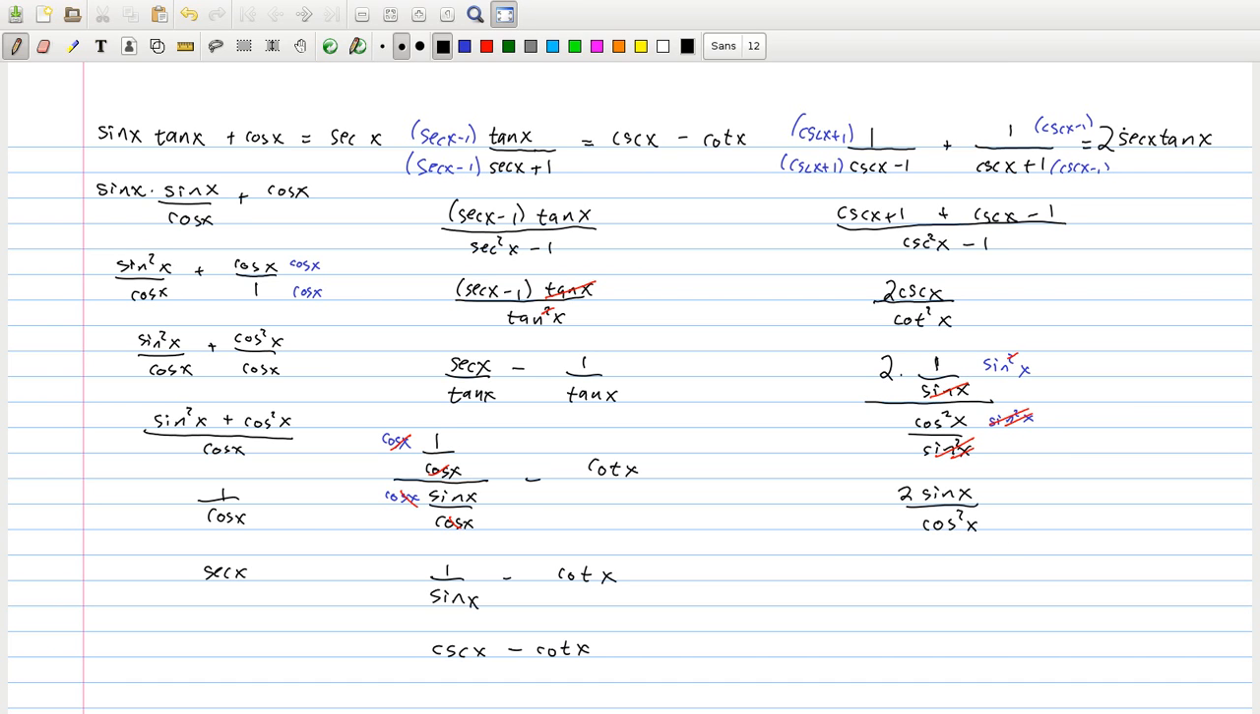Now keep an eye on what our goal is. We want to make this look like 2 secant x tangent x. We already have the 2. To make this more conducive to looking like the right-hand side, I'm going to rewrite this as 2 sine x times 1 over cosine x times cosine x. I'm just thinking of this cosine squared as cosine x times cosine x. And then finally, sine x over cosine x is tangent x, and 1 over cosine x is secant x. And this is equivalent to what's on the right-hand side, which verifies the third trig identity.